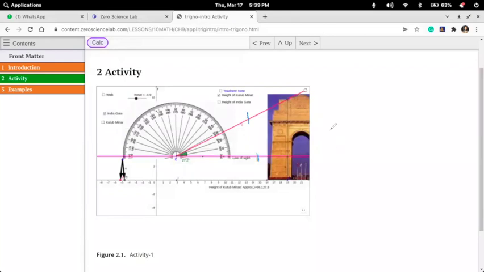So what I am asking is, look at this line, right? And this line. Are they equal?